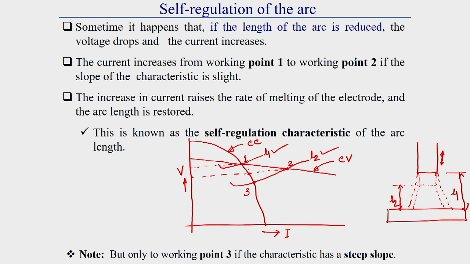Here some sort of voltage drop has taken place, so arc length variation has taken place. Due to this arc length variation, there is a change of voltage. Due to this change of voltage, in case of a constant voltage power source characteristic, we get a huge change of current. From here to here, this much change of current occurs. Due to this current change, more power will be there and more power will melt due to this high current. This extra electrode portion will rapidly melt and regain its original position.